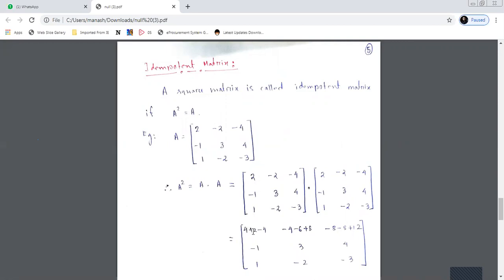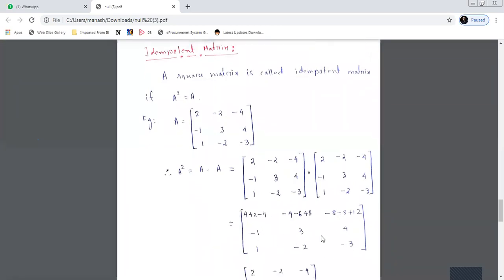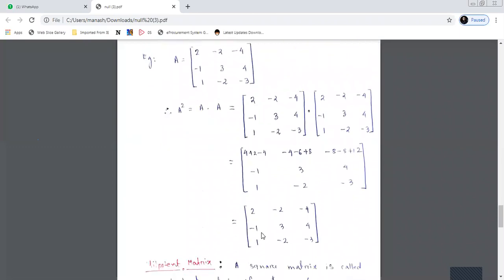Simply here I take the first row. This is 2 into 2, it will be 4. Again minus 2 into minus 1, it will be plus 2. Again minus 4 into 1, it will be minus 4. Same way we multiply the rest and we got this result: 2, minus 2, minus 4, minus 1, 3, 4, 1, minus 2, minus 3.